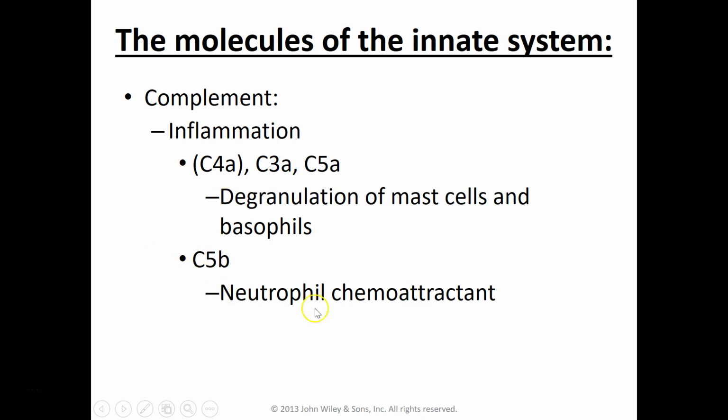C5b, that one specifically is a chemoattractant for neutrophils. It literally calls the neutrophils here, says, hey, come right here. Right? This is where the problem is.